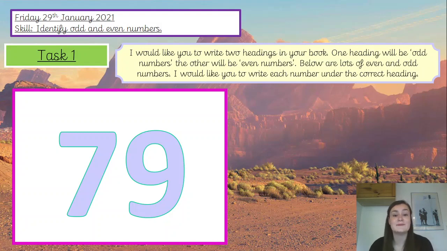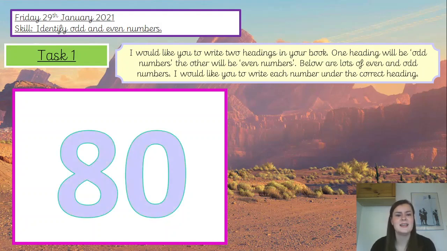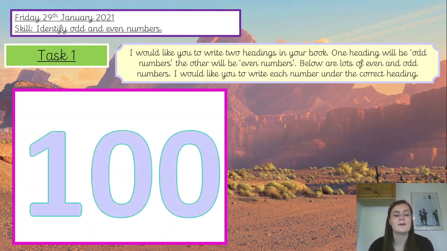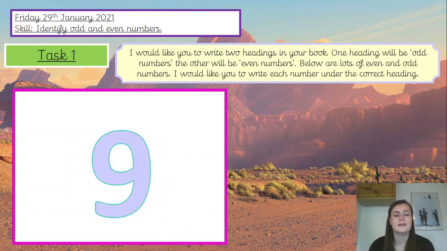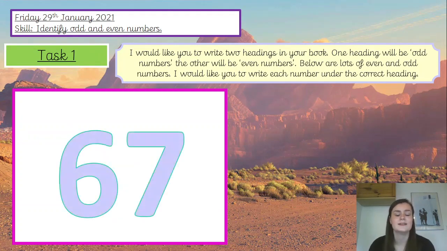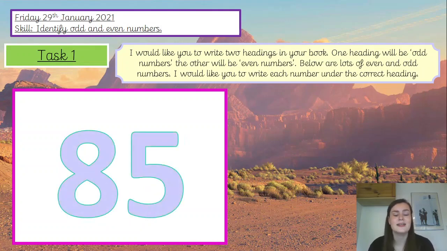79 is an odd number. Well done. 80. So 80 is an even number, isn't it? It ends in a 0. Well done if you wrote that one. And 100, we just talked about this one. Where does that one go? Well done. That would go in your even numbers. And 9. Where would the number 9 go? In an odd number. 67. It is an odd number. Well done if you wrote that one in.